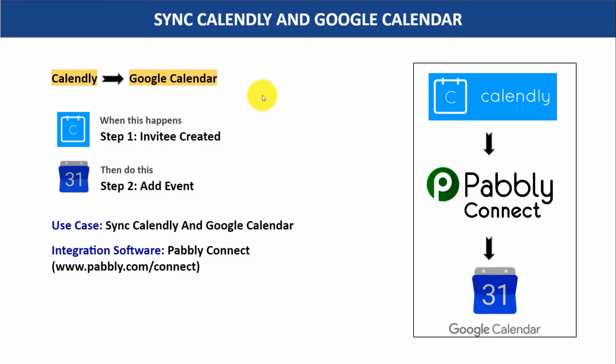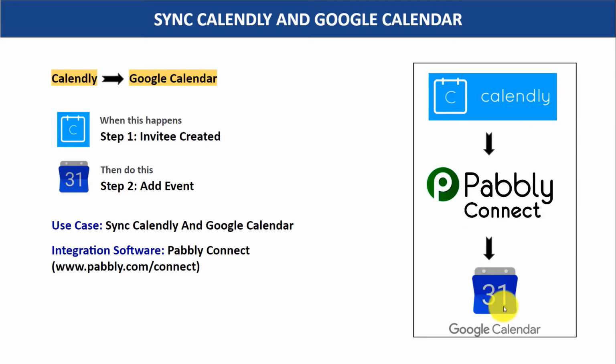Excellent. Hello everyone. In this video, we will learn how to sync Calendly and Google Calendar. Imagine you have scheduled an event in Calendly, let's say chemistry class. And every time an invitee is created for this chemistry class, you want to schedule an event in Google Calendar also.